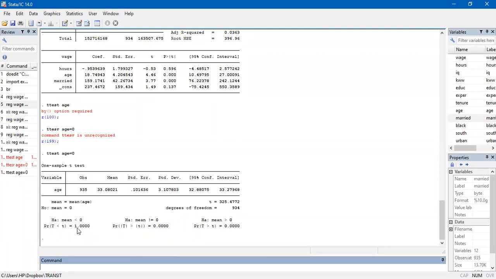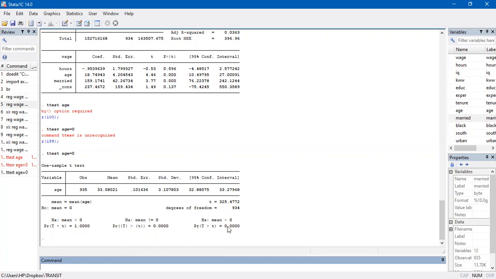The p-value is 1. 1 is greater than 0.05, so we fail to reject. The decision rule is the same: if the p-value is less than the significance level, you reject the null hypothesis. You fail to reject otherwise. So here, for the alternative being mean less than 0, the p-value is 1. If the p-value is 1, then we fail to reject the null hypothesis. What this means is that the mean cannot be negative, cannot be less than 0.